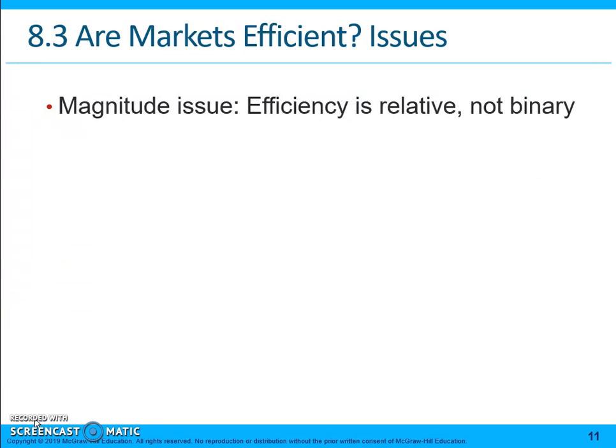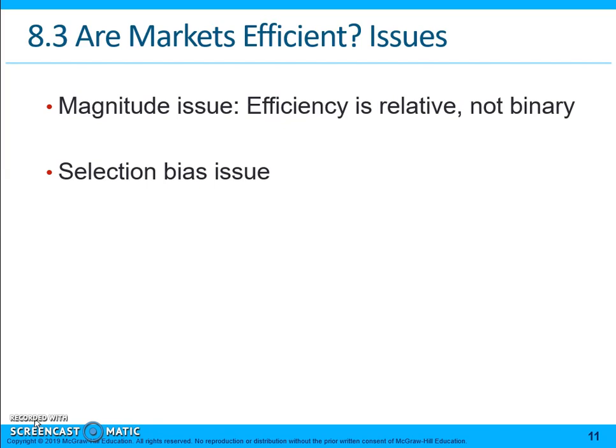When we consider efficient markets, we'll talk about what's called the magnitude issue. The idea being that efficiency is relative. Markets are efficient. The question being, to what extent are the markets efficient? Yes or no. That would be the binary idea.